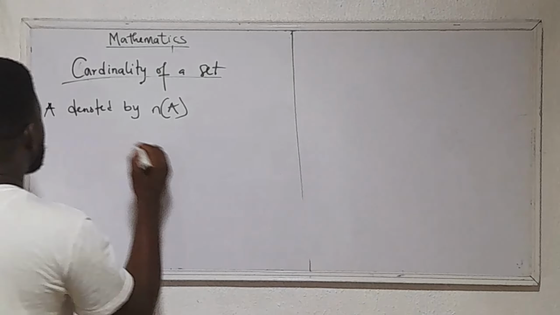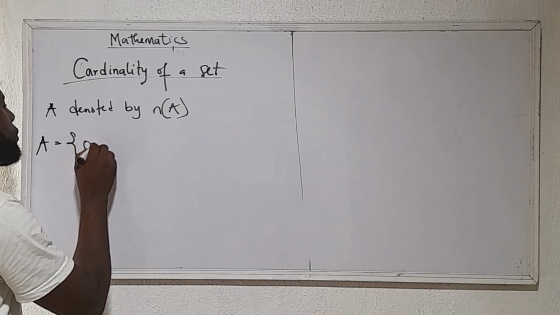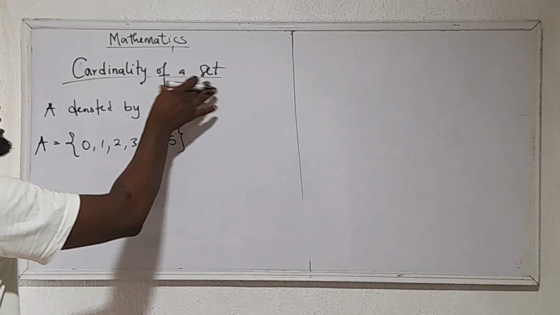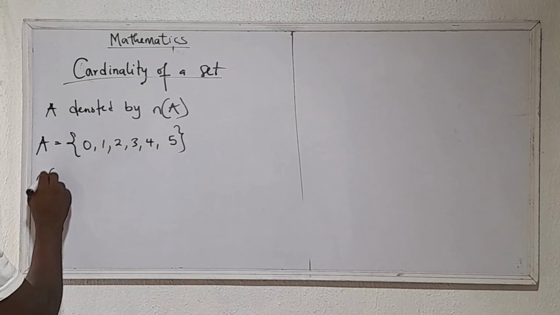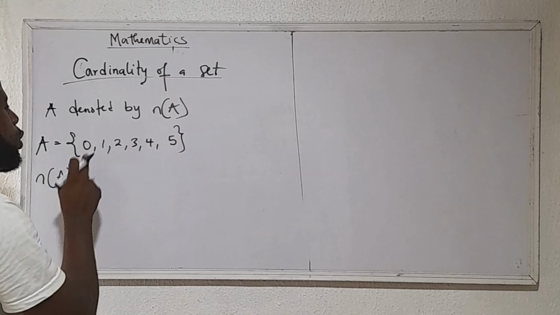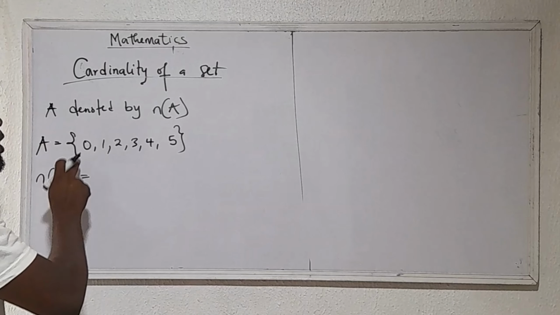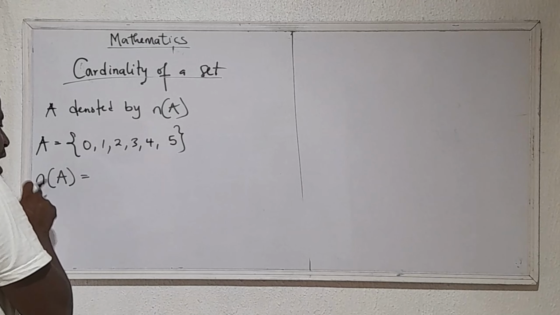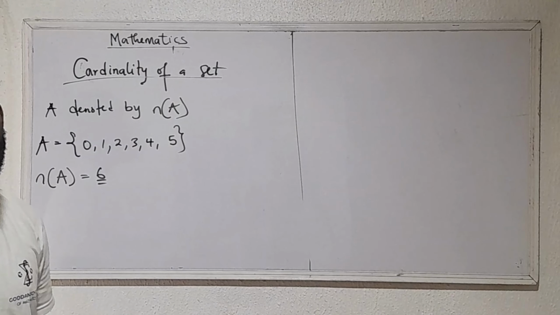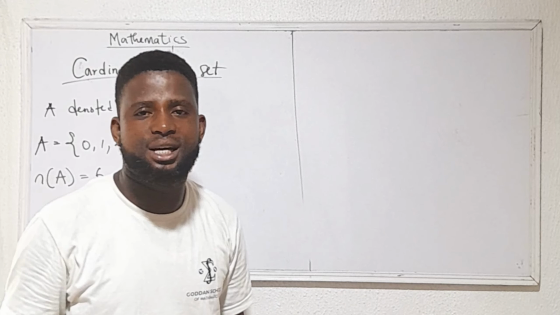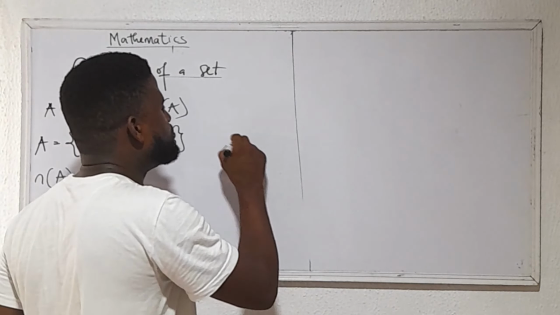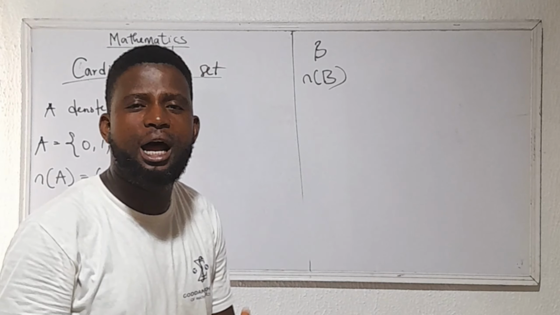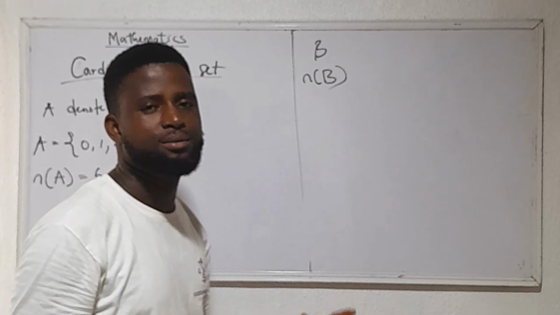For example, I have A is equal to the set of 0, 1, 2, 3, 4, and 5, right? And then they said, find the cardinality of A. The cardinality of A, denoted by n of A, is equal to how many elements are in the set A? 1, 2, 3, 4, 5, 6. So the cardinality of A, which is denoted by n of A, is equal to what? 6. So when you are asked to find the cardinality of any set, say A or B, the cardinality of the set B, denoted by n of B, is what? The total number of elements in the set B.